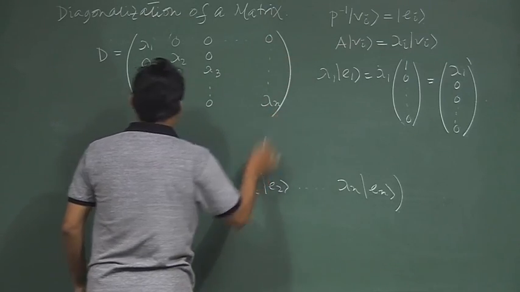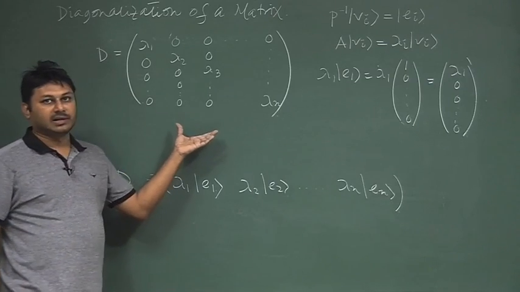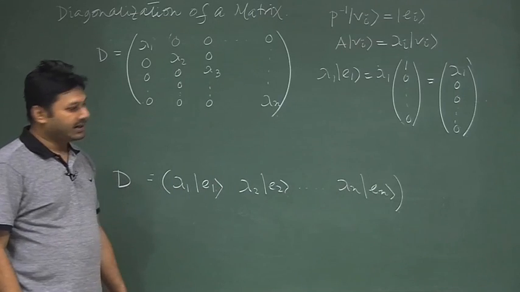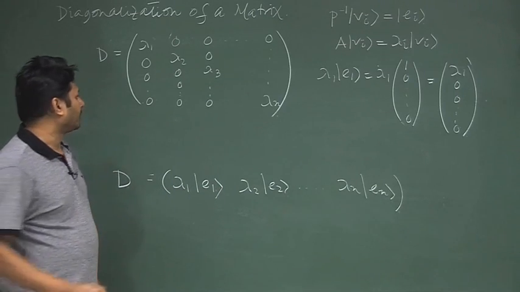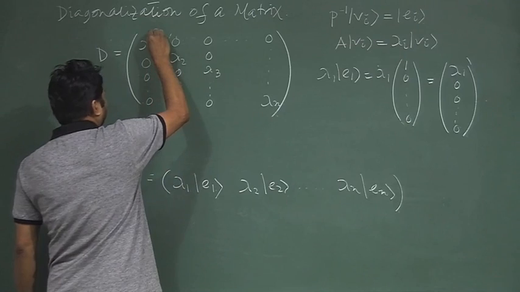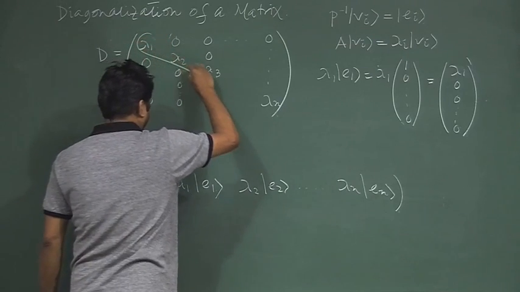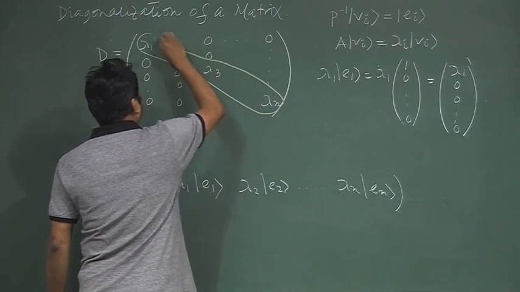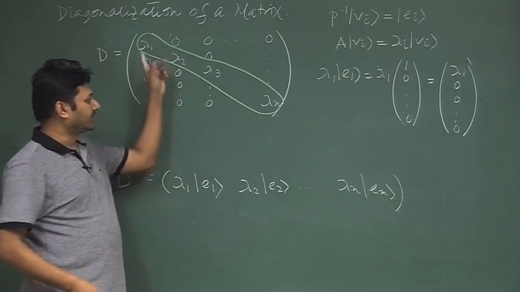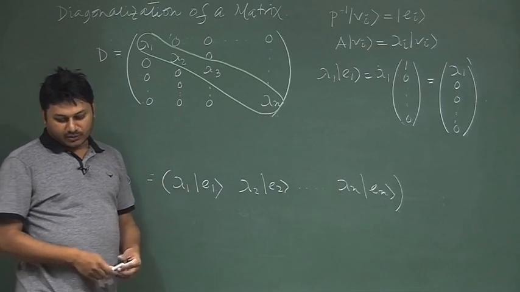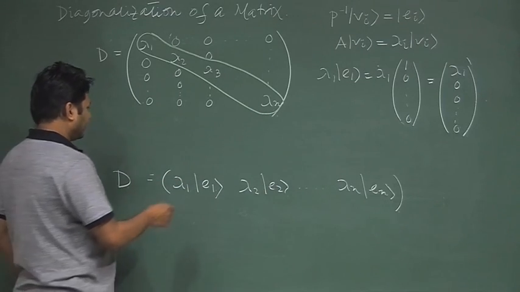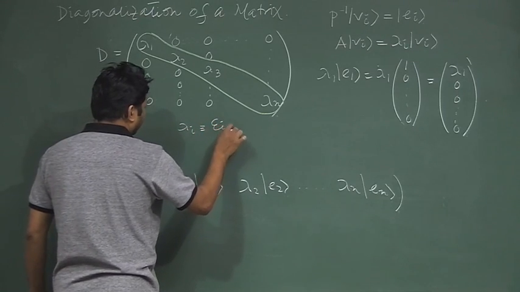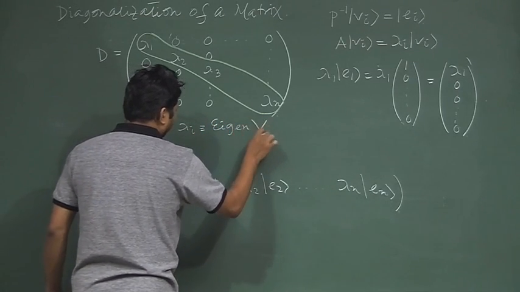So you can see that this D matrix is now diagonalized. Not only that, we get a very important piece of information out of that: whatever diagonal elements I have here, these diagonal elements are the corresponding eigenvalues. So the diagonal elements, lambda i, are the eigenvalues.